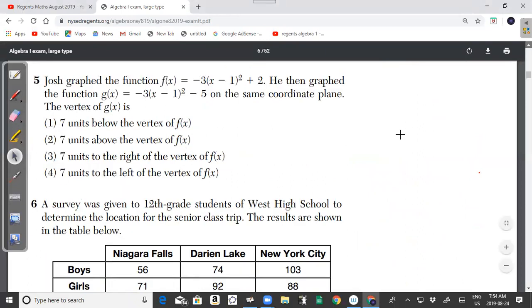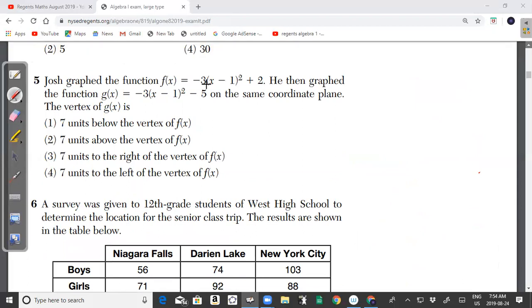All right, Josh graphed the function f of x is equal to negative 3 open bracket x minus 1 close bracket squared plus 2. And he then graphed the function g of x is equal to negative 3 times (x minus 1) squared minus 5 on the same coordinate plane. The vertex of g of x is... All right, so the best way to approach this question is to actually do a quick sketch of the graph. And these are actually parabolas.